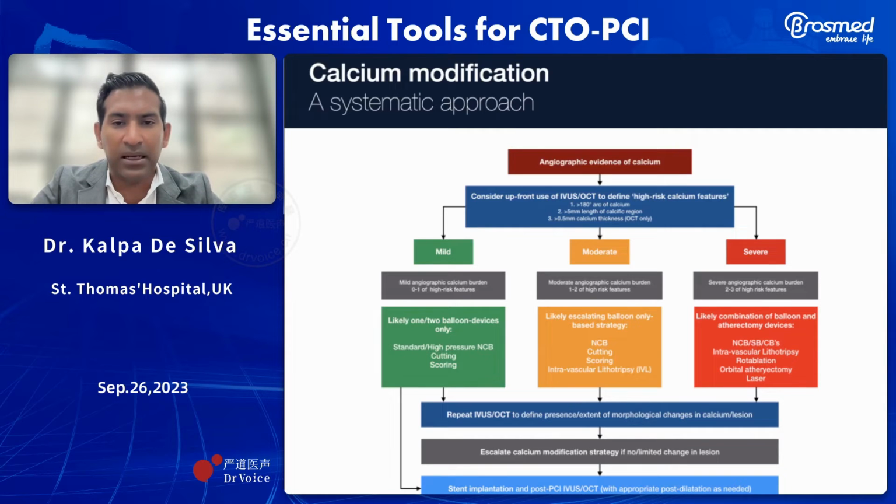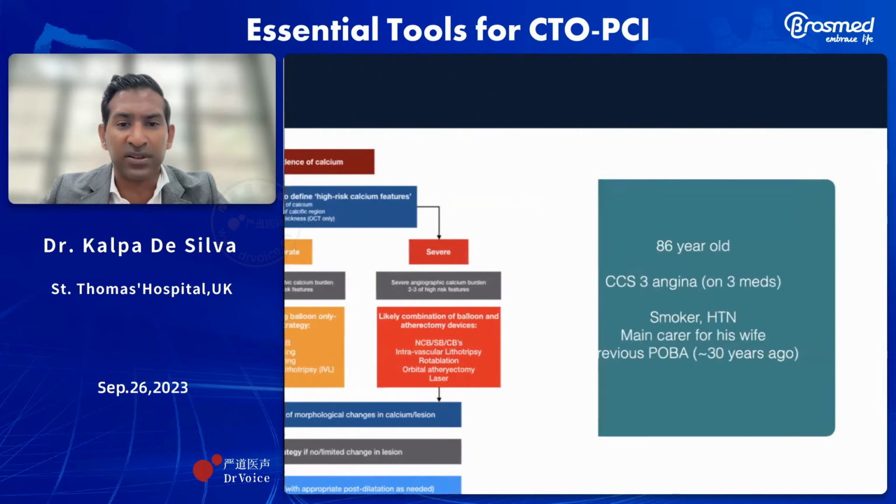This is a figure from a paper that I was involved with a couple of years ago. And the idea here is if you see increasing degrees of calcification, it is very likely you're going to need one or more of the more complex calcium modification tools. And you shouldn't really fixate on just using one device. You may need one or two or even three devices to complete a case. The important thing, certainly from a learning perspective, is to re-image, to understand how that device has impacted on the lesion and the vessel, to then guide ongoing modification during your case.